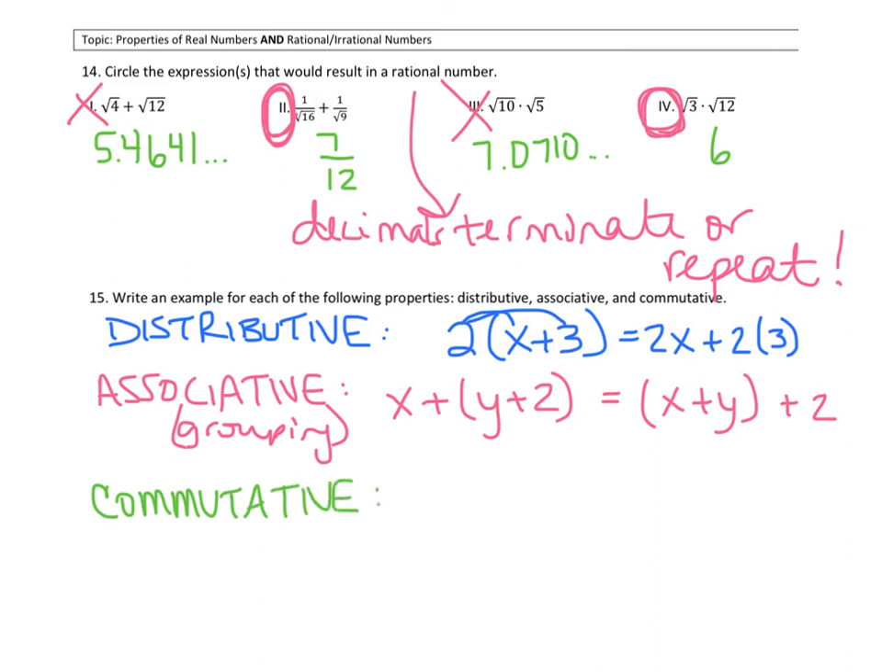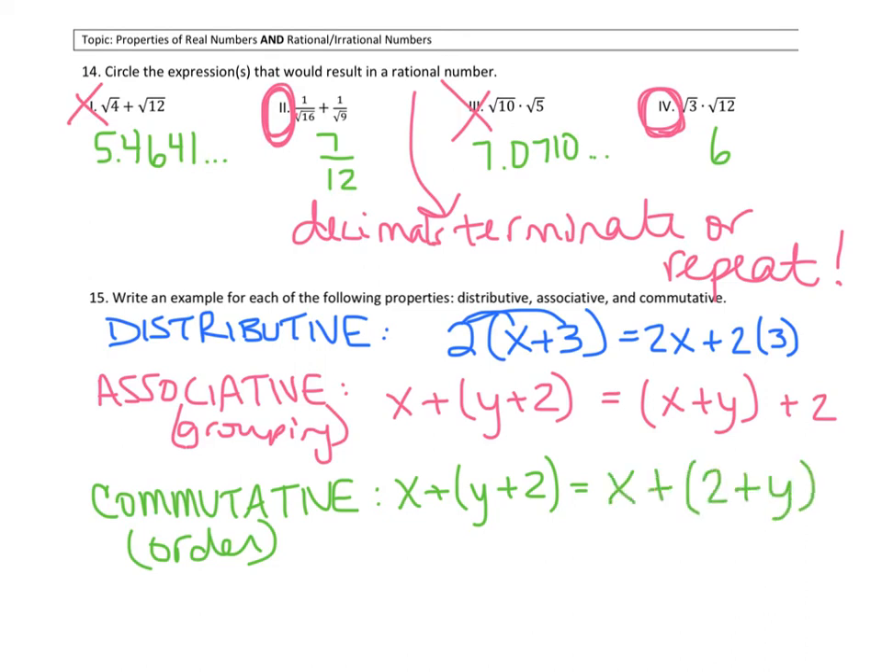The commutative property is all about order. That's the one where the order matters. So I'm going to use actually the same example, x plus y plus 2. There are two different ways that I could show the commutative property. The first is to change the order inside the parentheses. If I change it, I would still have x plus, but inside the parenthesis I could have 2 plus y. So notice the order inside the parenthesis has changed.